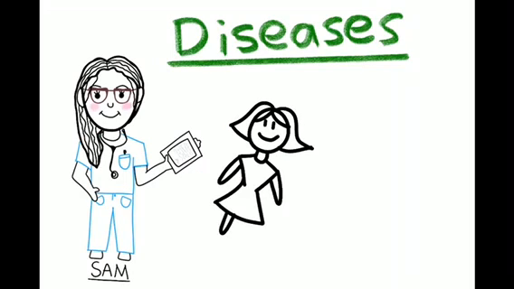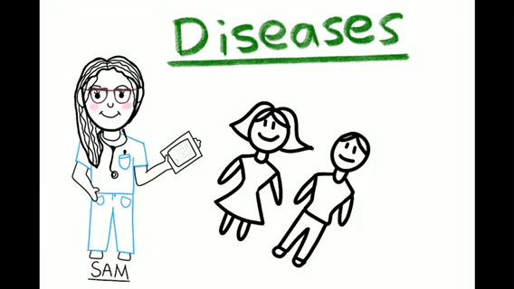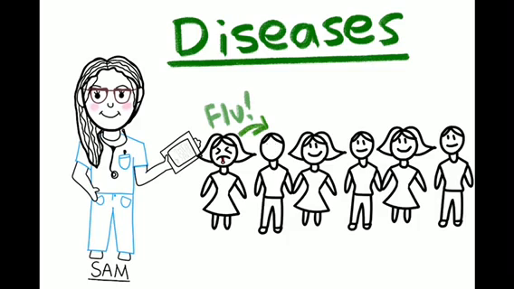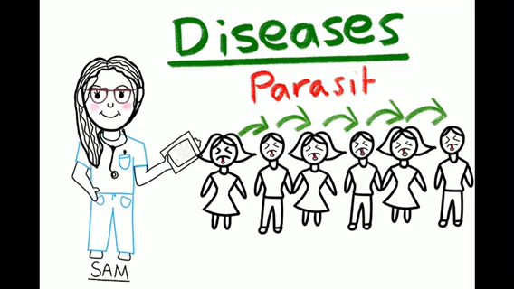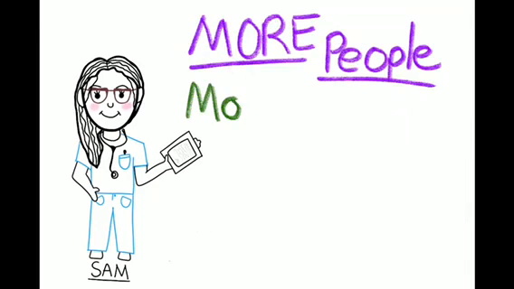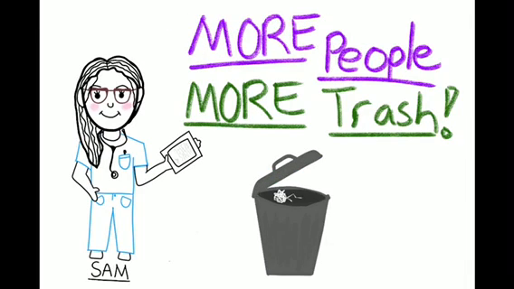Diseases. When a population is very large, a disease like the flu spreads way more because there are more people. This could result in more deaths. It is the same for parasites. Because there are more people, it is easier to spread under these conditions. Also, because there are more people, there is more trash. And because there is more trash, it is more likely that diseases will spread.